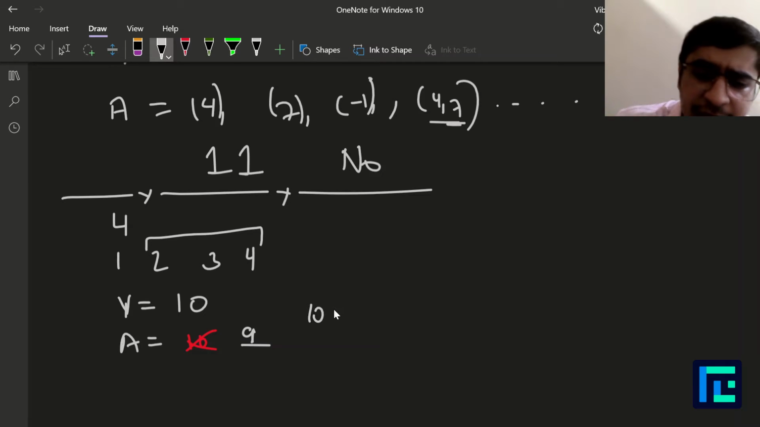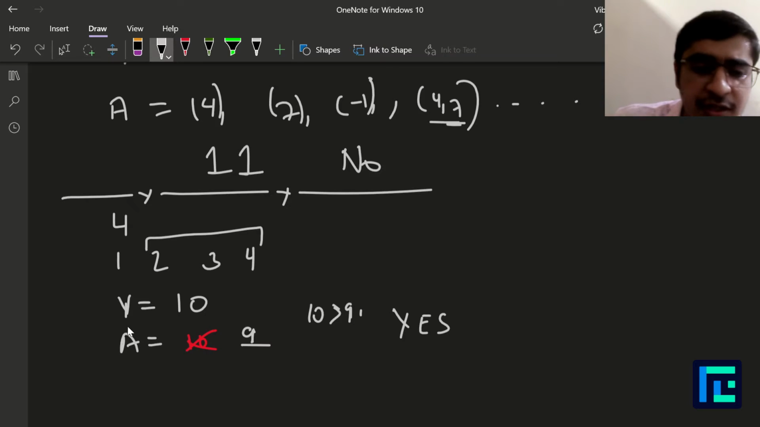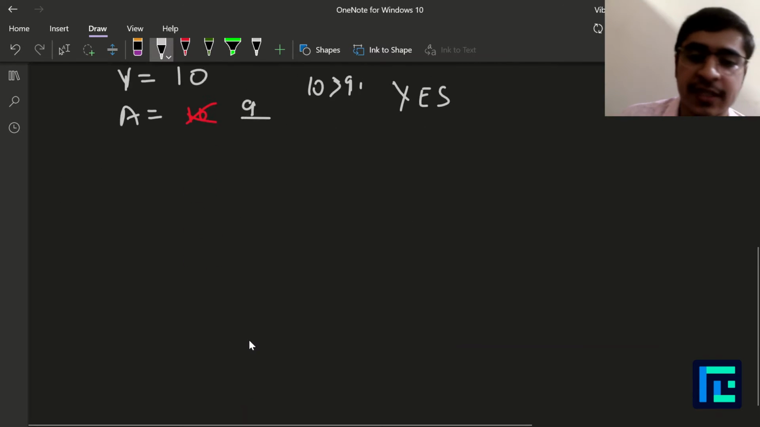And since 10 is strictly greater than 9, we can print yes for this case, that yes, irrespective of whatever subarray Adel chooses, Yesser would have a total tastiness greater than Adel's total tastiness. So that is what the problem states.